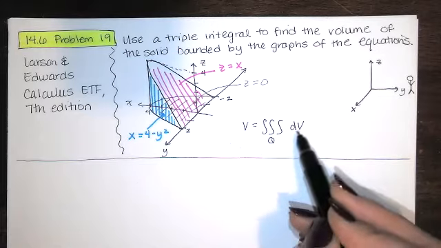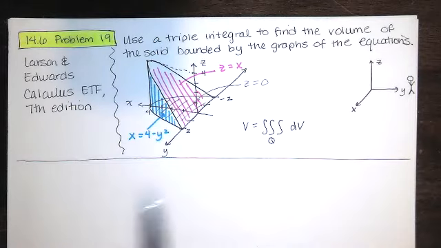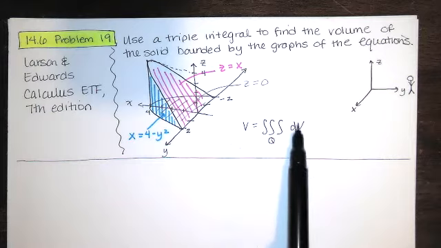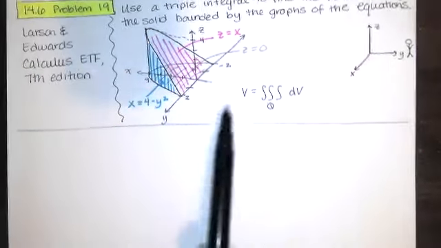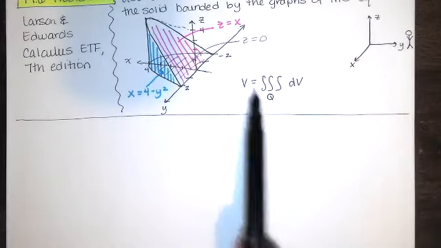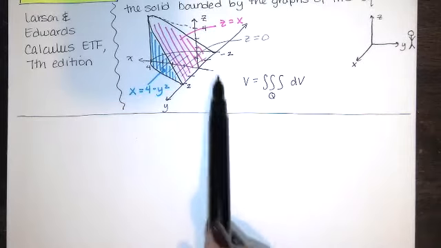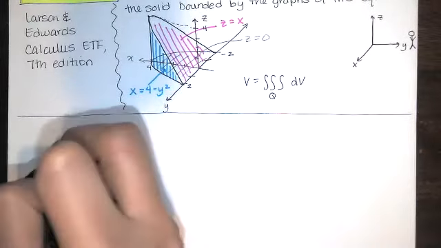This dV can be written as dz dx dy or dz dy dx. It can be written in lots of different orders, and we have to have the appropriate bounds. If we add up all these little volume pieces, we get the total volume. Okay, so that's the idea. The most important thing now, in order to set this up and solve it, is to come up with the appropriate bounds for x, y, and z. So let's look at bounds for z first.